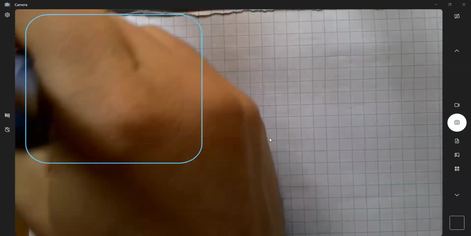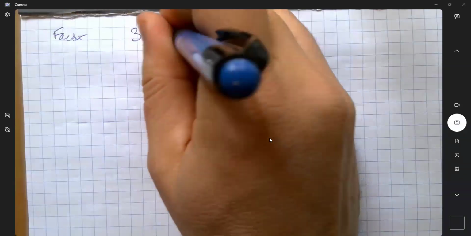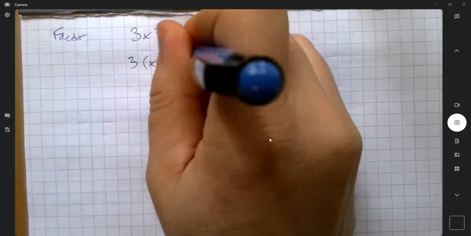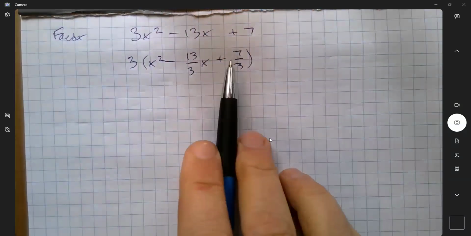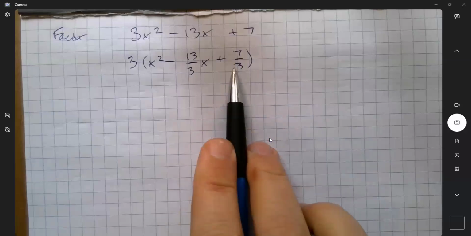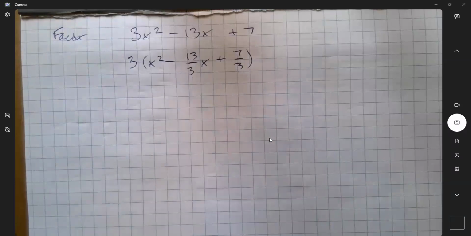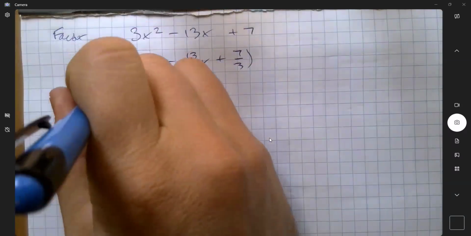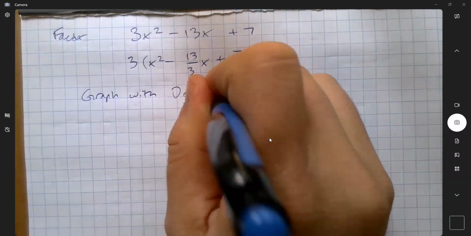Next example, let's factor 3x squared minus 13x plus 7. We might look at this and say, okay, let me factor that 3 out first, but then I get 13 thirds and 7 thirds. And as soon as I go into fractions, there's no point in trying to find a fraction that multiplies to 7 thirds and adds to minus 13 thirds. There are just too many possibilities to check. So I recommend that you switch from this symbolic form to graph form or picture form and just graph it with Desmos.